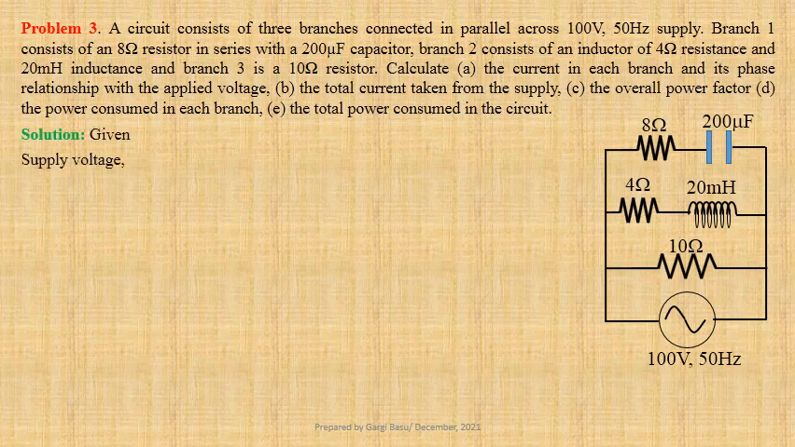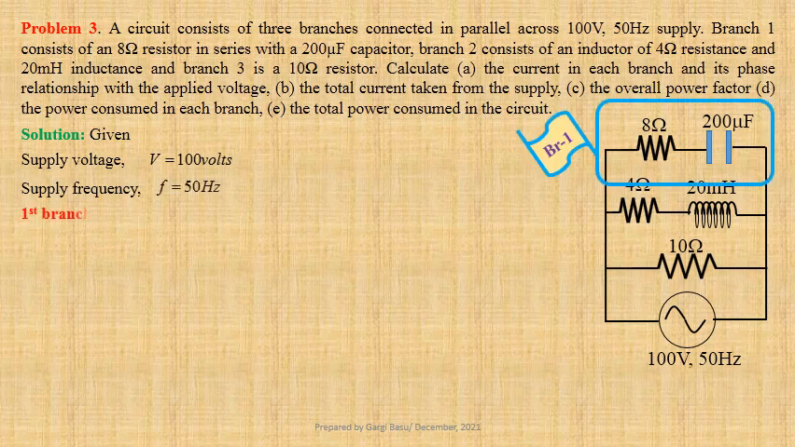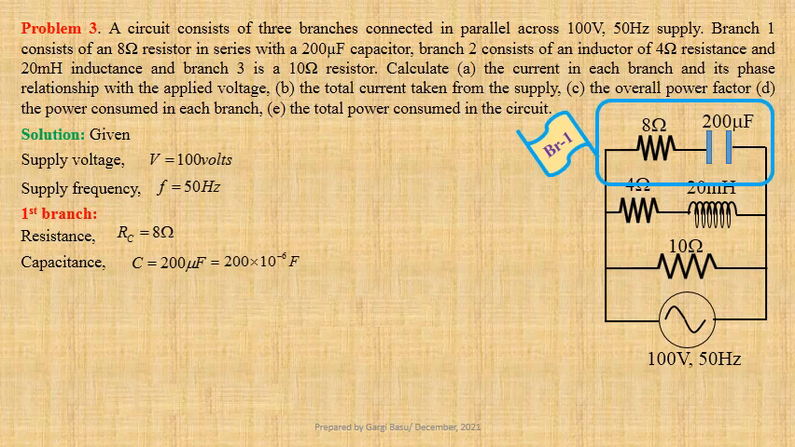Let us first write down the given data. Supply voltage V equals 100 volts. Supply frequency f equals 50 hertz. For branch 1, given resistance R equals 8 ohm. And capacitance of the capacitor C equals 200 microfarad, that is equal to 200 into 10 to the power minus 6 farad.